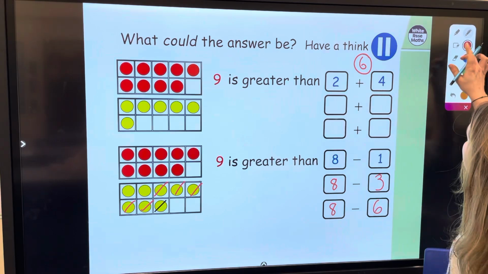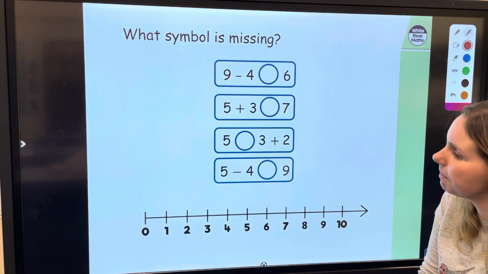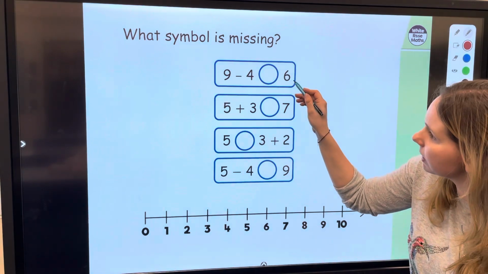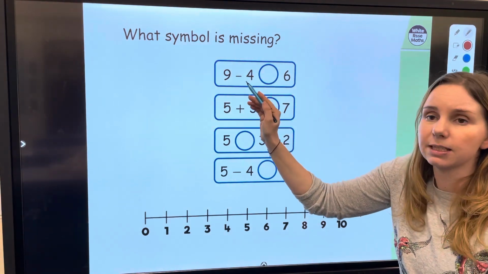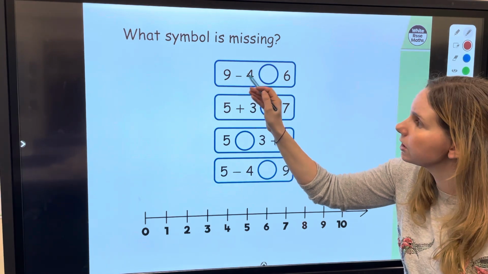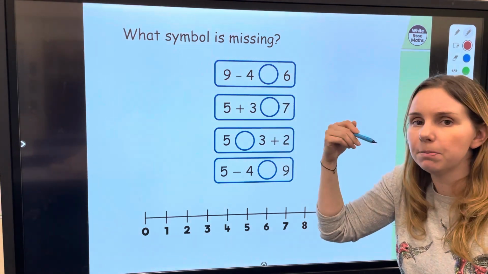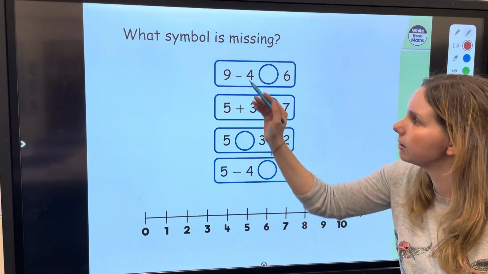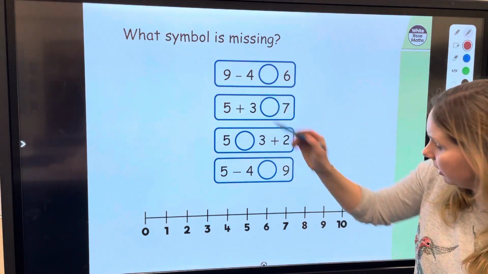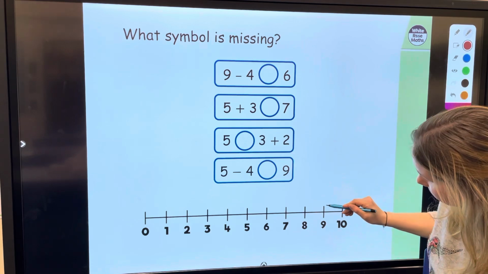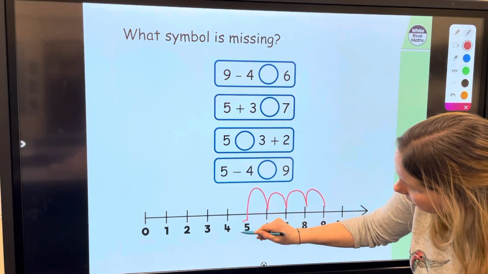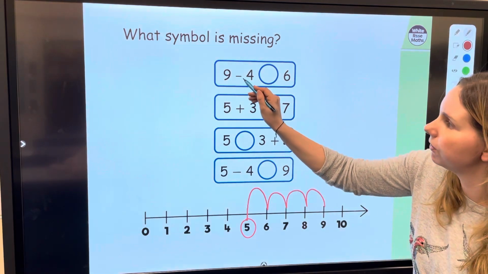Let's have a look. What symbol is missing? Have a look. Let's stop and think. So we know we have 6. We know we've got a number sentence. Because the number sentence is there, we need to work out the answer. 9 subtract 4. Well, I can use my number bonds. What goes with 4 to make 9? I know it's 5. If I'm not very good, then we can use the number line. We could jump back 4. 1, 2, 3, 4. I've landed on 5.